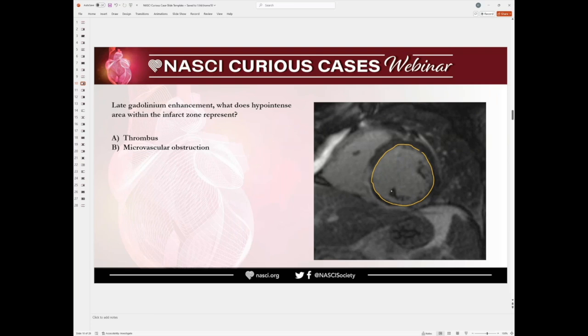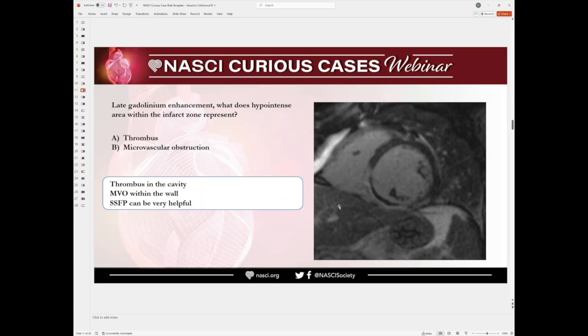Yes, there might be cases where you will have some difficulty deciding. You just need to keep in mind that, from its definition, MVO should be acute versus subacute, although I have seen some very rare chronic cases too. So that might be difficult to differentiate from thrombus. But as long as you can appreciate the endocardial contour and can say that the hypointensity is within the wall, you may be able to make the diagnosis.